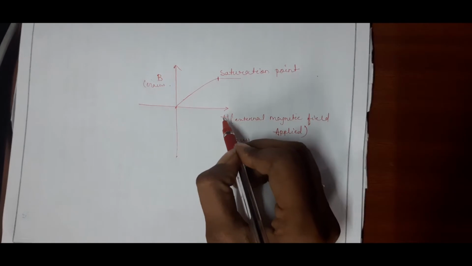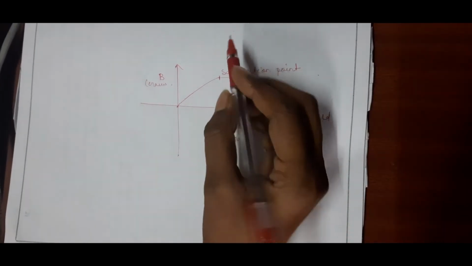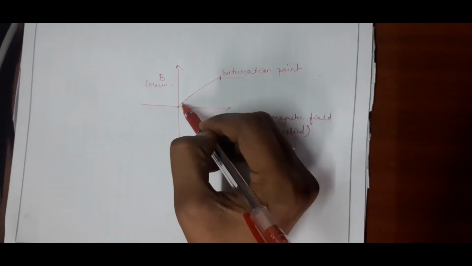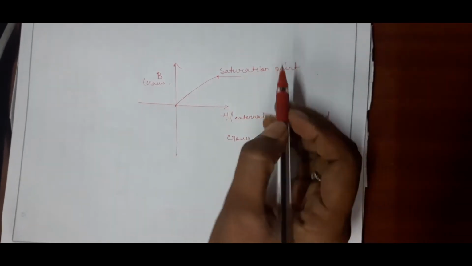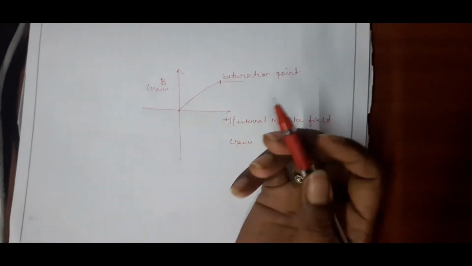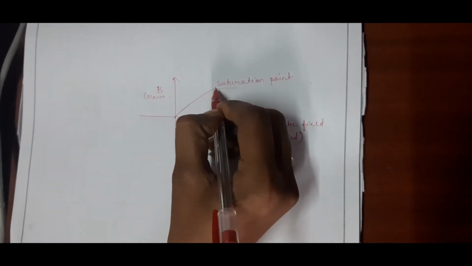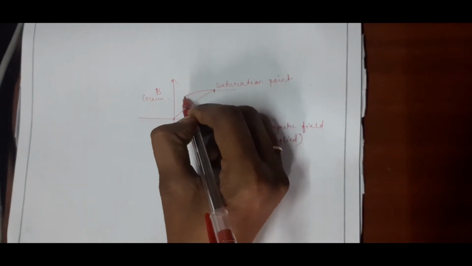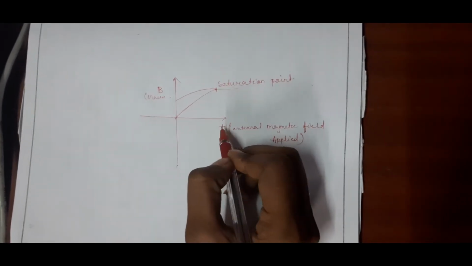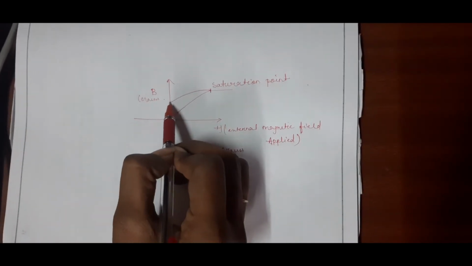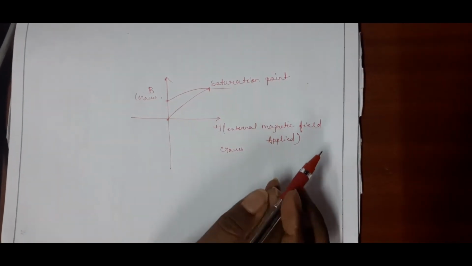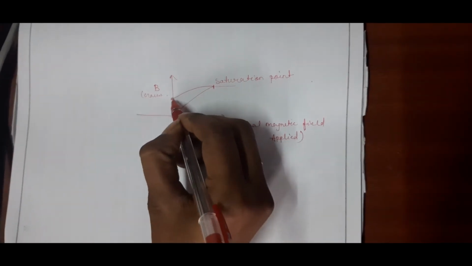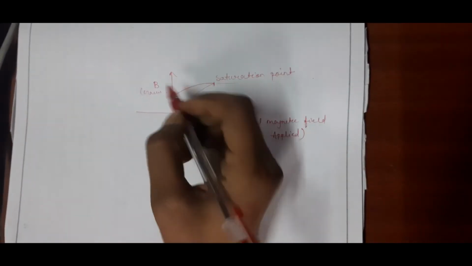So again we have to decrease the H value. It would come back through the same path, but that does not happen in a ferromagnetic or magnetic material. The B will be like this. When the H is 0, there will be some B value remaining in the magnetic material, and this point is called the retentivity.